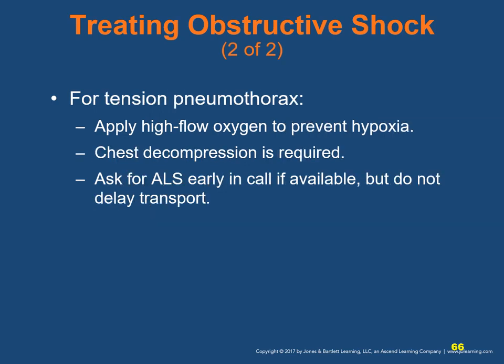For tension pneumothorax, administer high-flow oxygen via non-rebreather mask early to prevent hypoxia. Usually the only action that can prevent eventual death from a tension pneumothorax is the decompression of the injured side of the chest, relieving the pressure in the chest and allowing the heart to expand fully again. Chest decompression is an ALS skill. Ask for ALS assistance early in the call if available. However, do not delay transport waiting for the arrival of ALS.